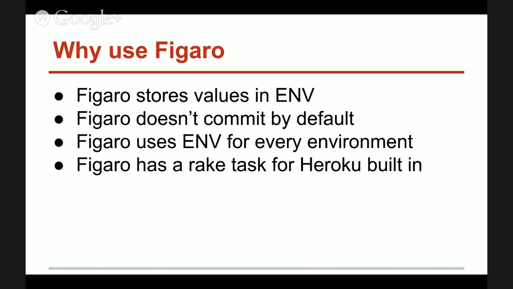Another handy feature is it doesn't commit by default. So when you run the generators to set up application.yaml, which is what Figaro uses, you're actually going to find that it also edits your Git ignore file and adds the ignore code there as well. So if you use the Rails generator to set up Figaro, it's going to ignore the file and it will never end up on GitHub. And if one of these files ends up on GitHub, it can be a real pain to get it back down.